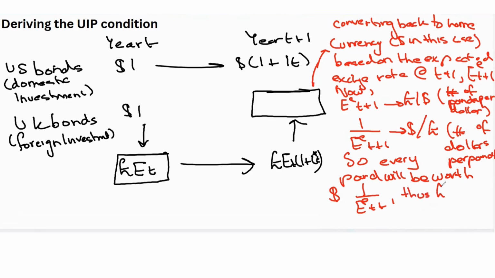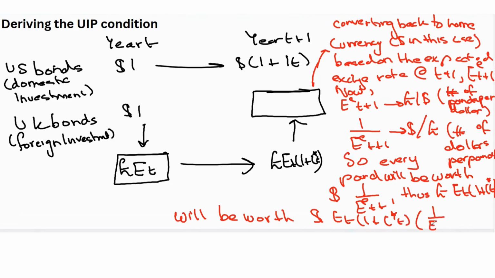Thus, 80 times 1 plus I star T pounds will be worth how many dollars? 80 times 1 plus I star T times 1 by EE T plus 1, right? So we're here in this box. When you want to convert it back into the home currency based on the expected exchange rate, we're going to get how many dollars? 1 by EET plus 1 into 80 times 1 plus I star T. Right? So this is what you're going to get.